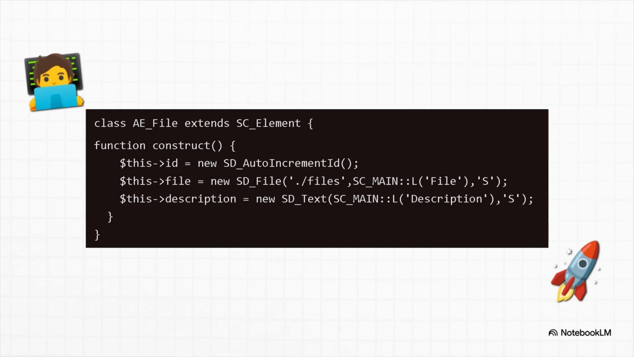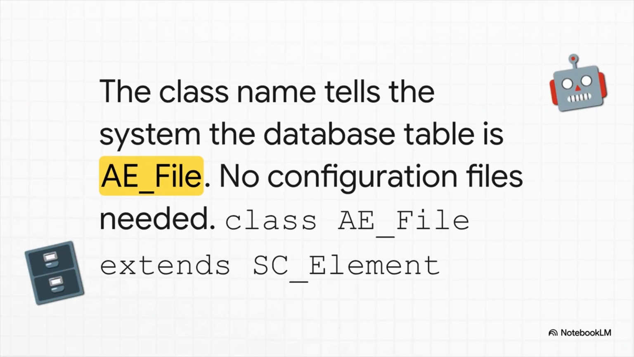It looks almost too simple, but hiding in these definitions is a massive amount of information the framework is about to use. First, just look at the class name, AE_file. By convention, SimplON instantly knows that this element's data should be stored in a database table named, you guessed it, AE_file. There are no configuration files to edit, no manual setup.